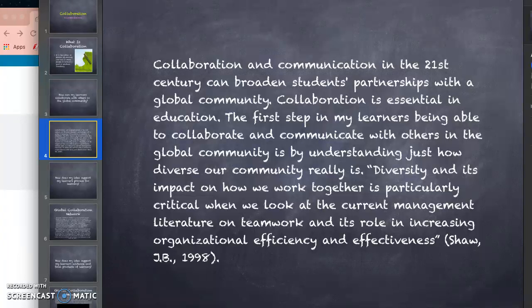The first step in my learners being able to collaborate and communicate with others in the global community is by understanding just how diverse our community really is. Diversity and its impact on how we work together is particularly critical when we look at the current management literature on teamwork and its role in increasing organizational efficiency and effectiveness.